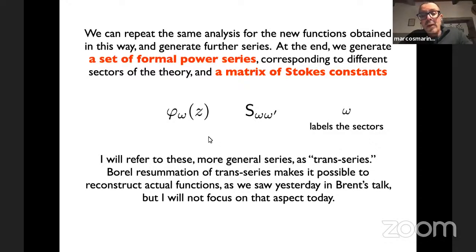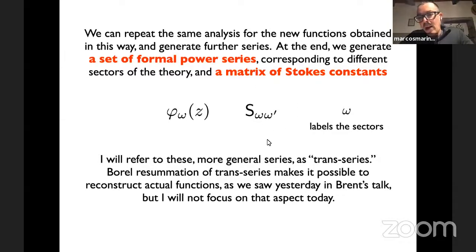And once you have this collection of series, you can actually use Borel resummation to reconstruct actual functions. But as I said, I will not focus on that aspect today. Today, I want to really emphasize more this aspect of discovering new sectors and finding this structure of a family of formal power series under Stokes constants.